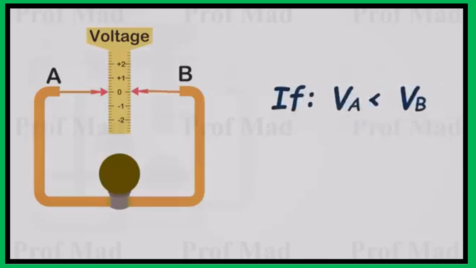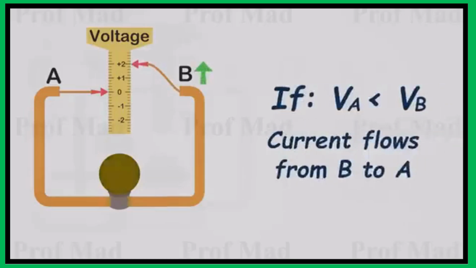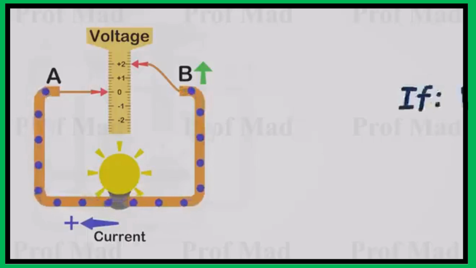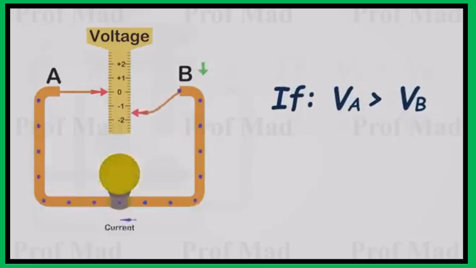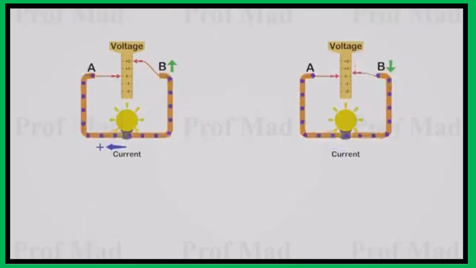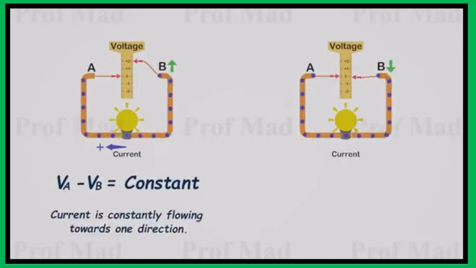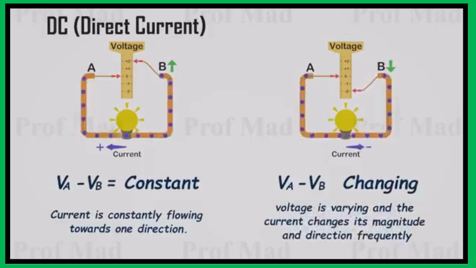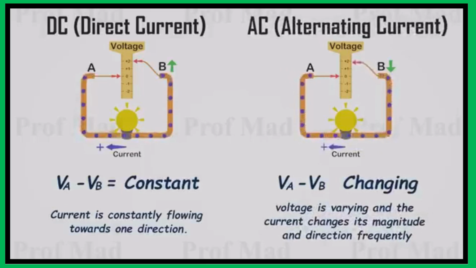If the voltage at B exceeds that of A, current will flow from B to A. Conversely, if the voltage at B drops below that of A, current will flow from A to B. When the voltage difference between A and B remains constant, we call it direct current. When the voltage varies, and current changes in magnitude and direction frequently, we refer to it as alternating current.